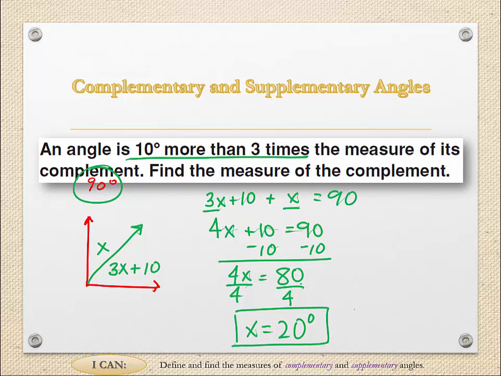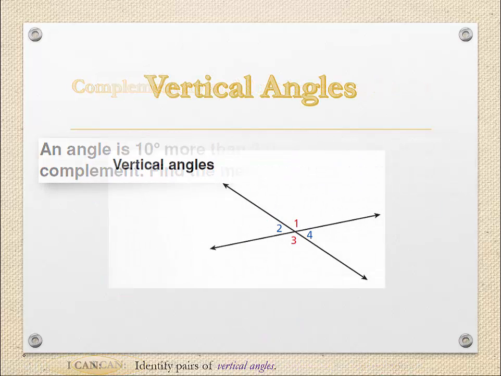You can find the other one. It should be 70, because remember it has to add to 90. And you can always check it. 3 times 20 plus 10 will definitely give you 70. So again, I can define and find the measures of complementary and supplementary angles.